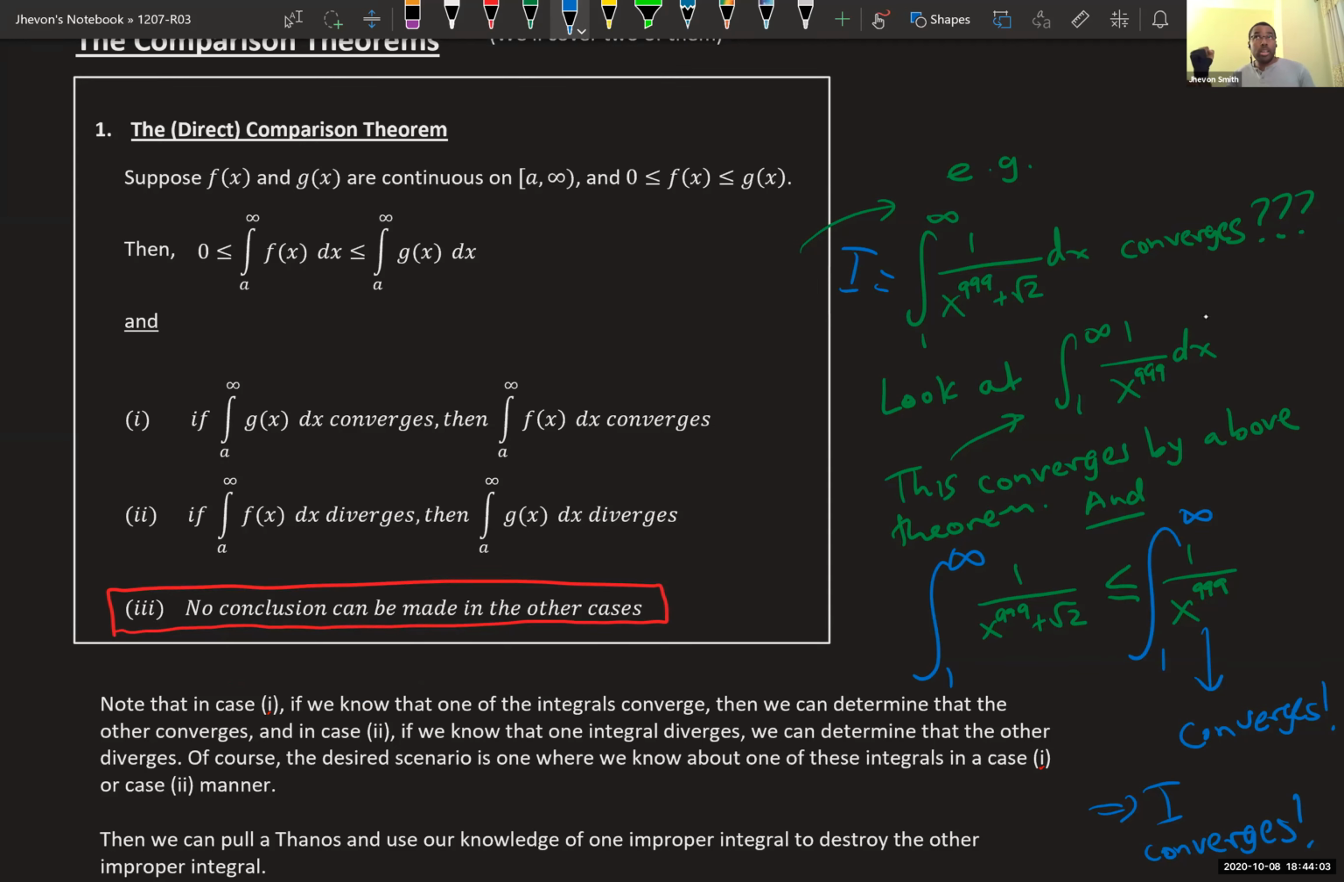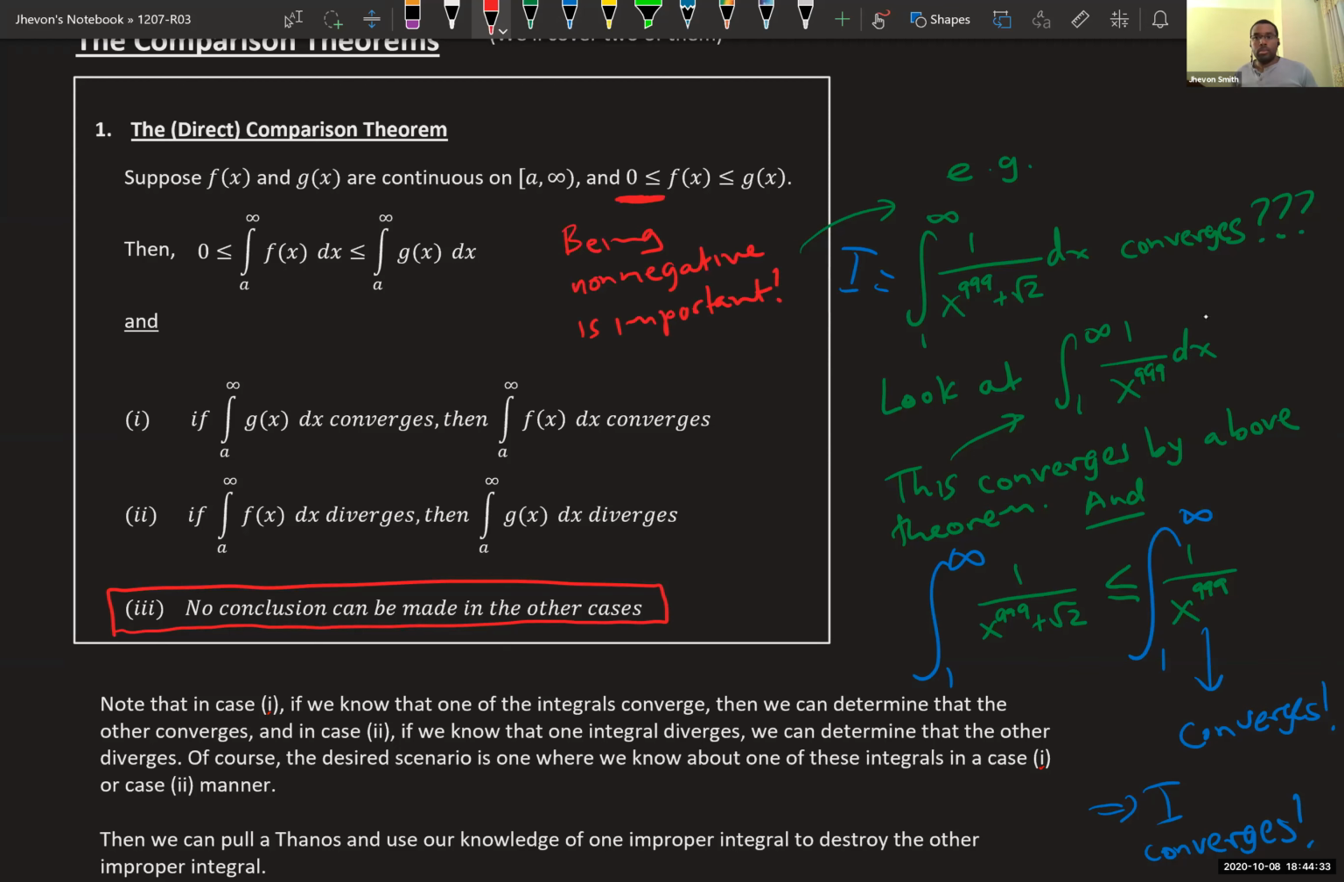If I know a bigger integral that converges... and it's actually important, let me underline this as well. Them being greater than 0 is actually very important. Being non-negative is important, because otherwise things could go off to negative infinity and mess everything up. Let me emphasize that. Professor?